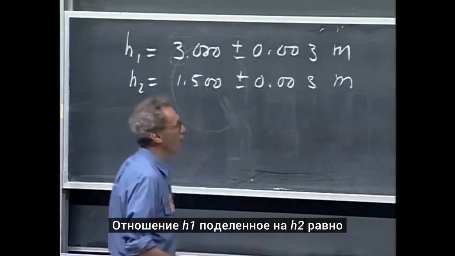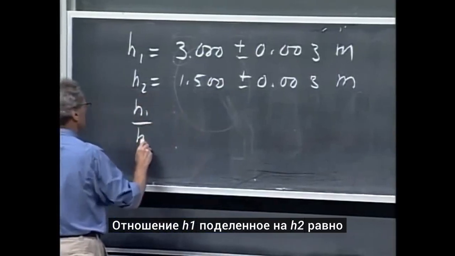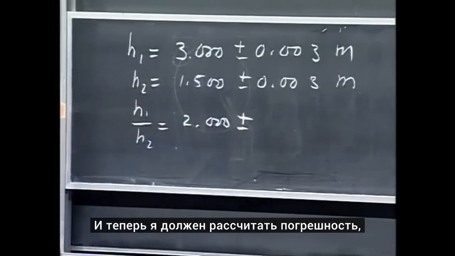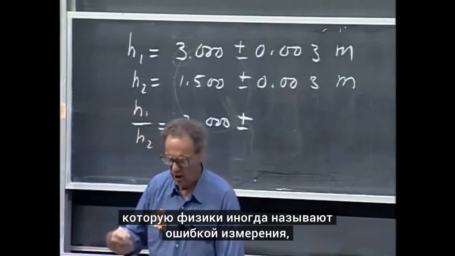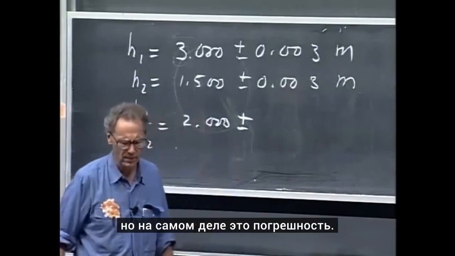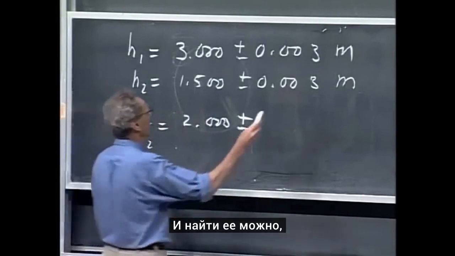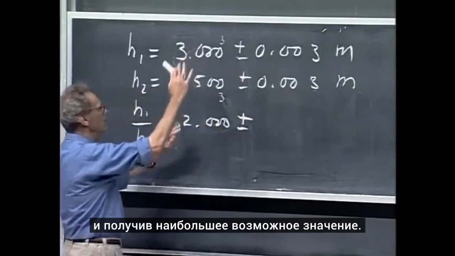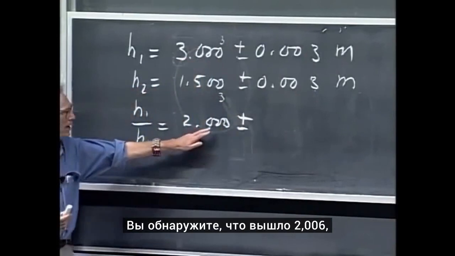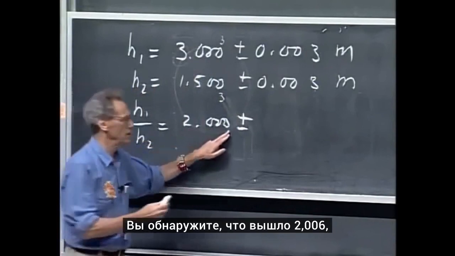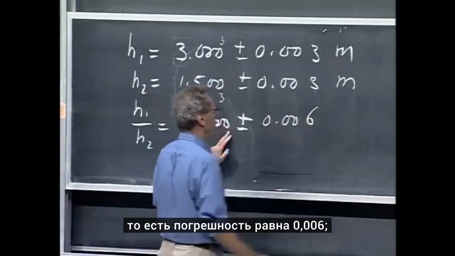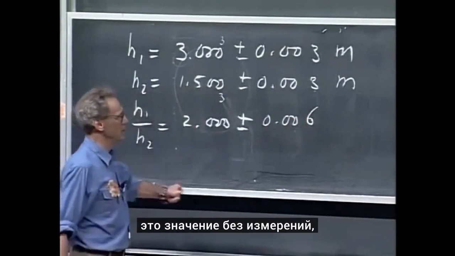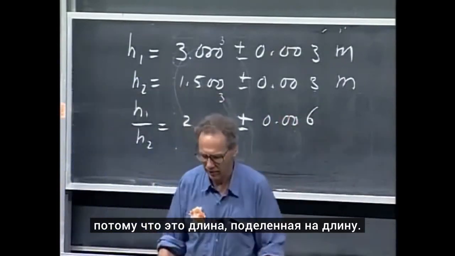So the ratio H1 over H2 is 2.000, and now I have to come up with an uncertainty, which physicists sometimes call an error in their measurements, but it's really an uncertainty. And the way you find the uncertainty is that you add the 3 here, and you subtract the 3 here, then you get the largest value possible. You can never get a larger value. And you'll find that you get 2.006. And so I would say the uncertainty is then 0.006. This is a dimensionless number because it's length divided by length.